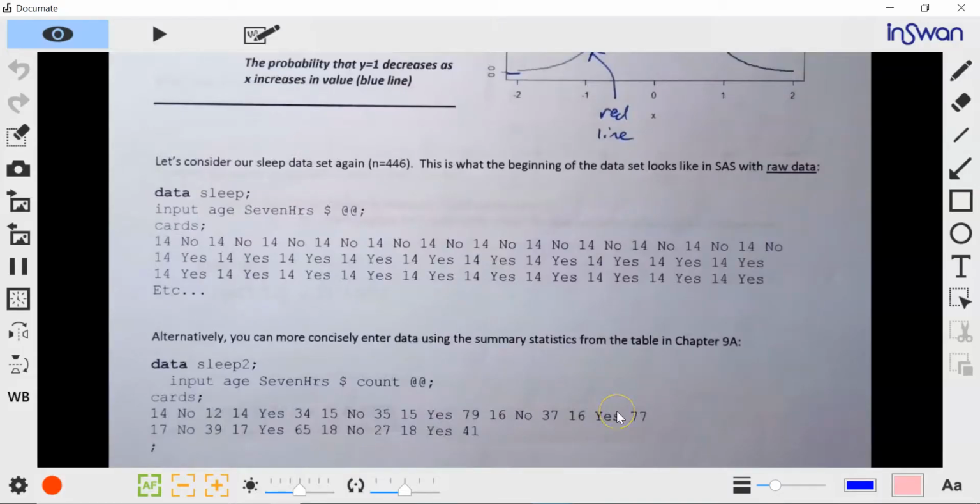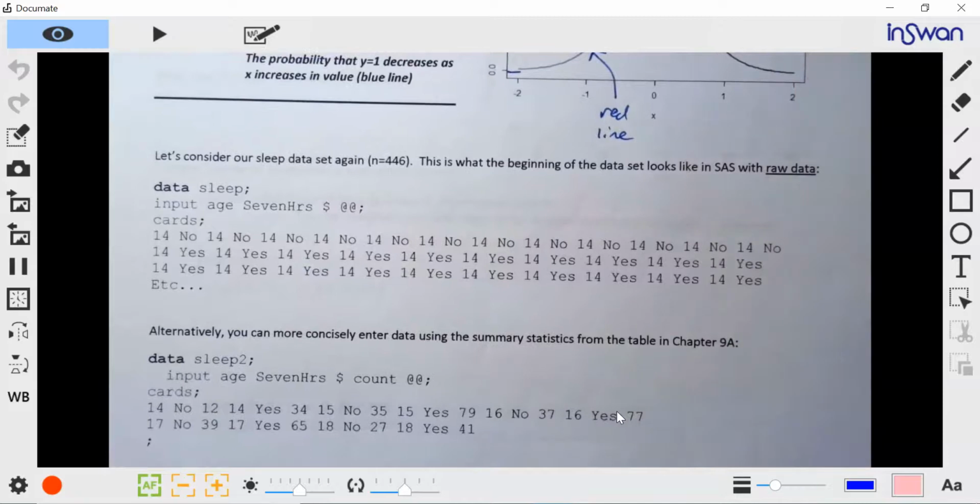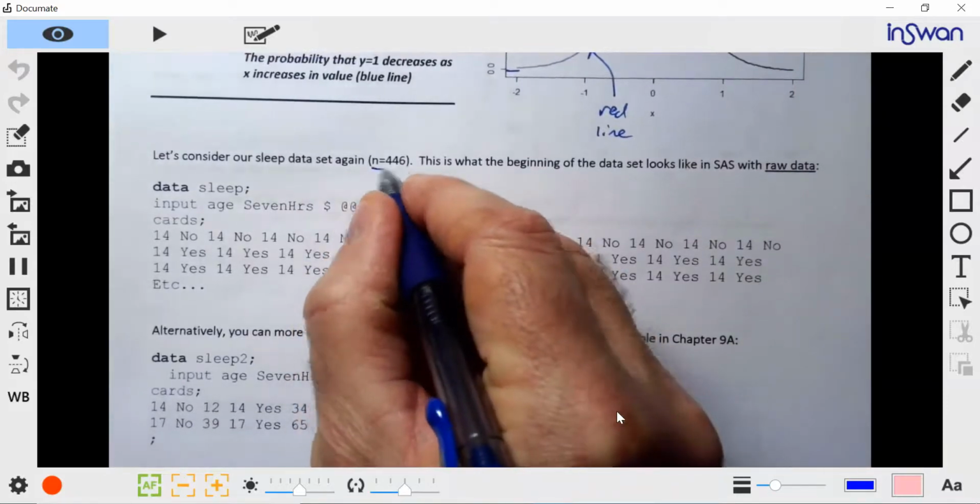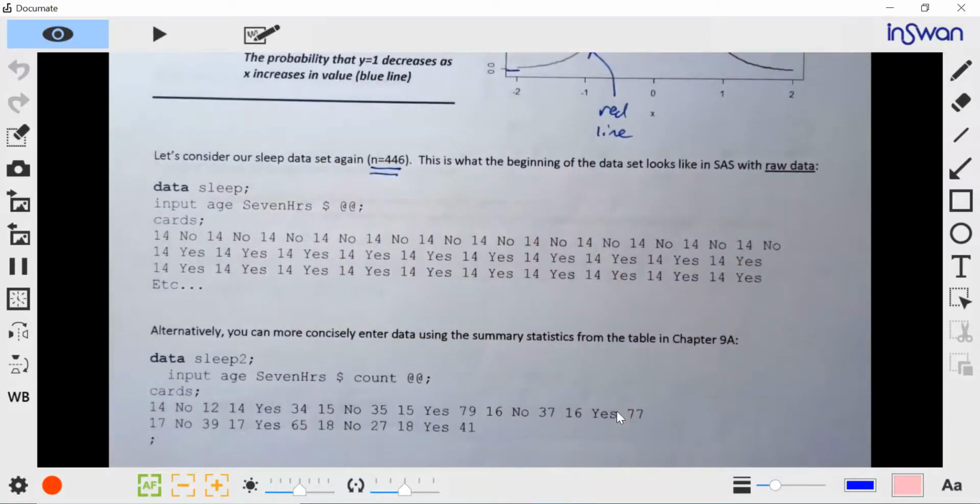Okay. There's really two ways that you can enter data into SAS for logistic regression models. We can use the raw data, which essentially means that we have one record per observation, or we have one row again per observation. There are 446 observations in this data set.